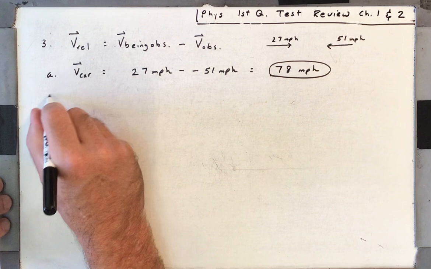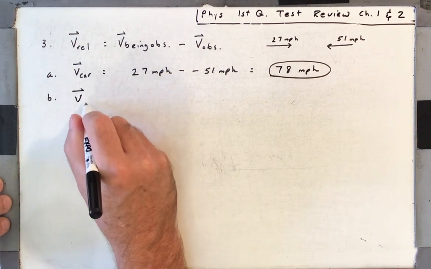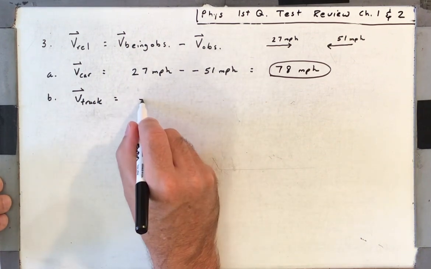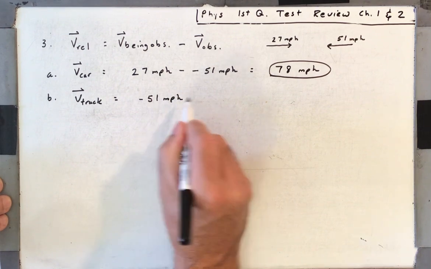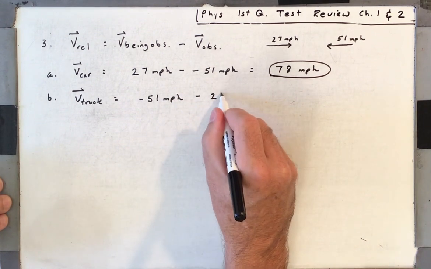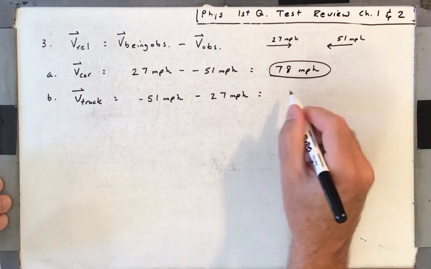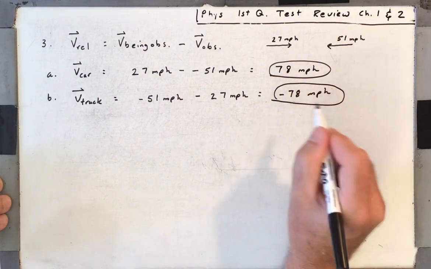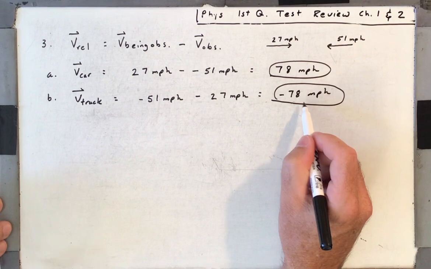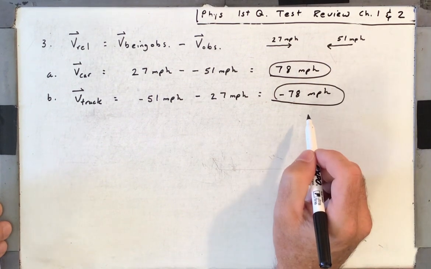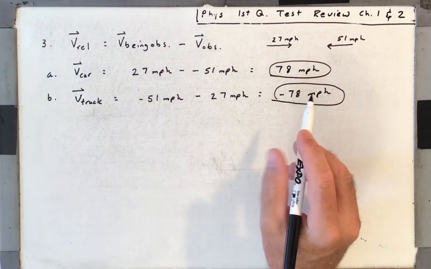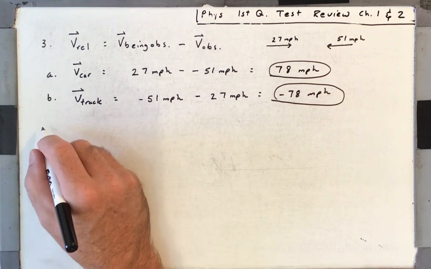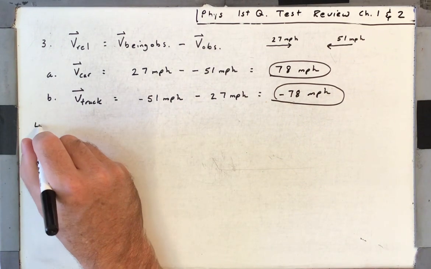So that's part A. Part B, the velocity of the truck as observed by the car. All right, that's going to be the velocity of the truck, which is -51, minus the velocity of the car, which is 27. That's -78 miles per hour. So the car thinks the truck is coming at it at -78 miles an hour because the truck is traveling west. All right, so you might get a problem like that on the test, so make sure that you rework some of those from the on your owns. And let's take a look at number 4.